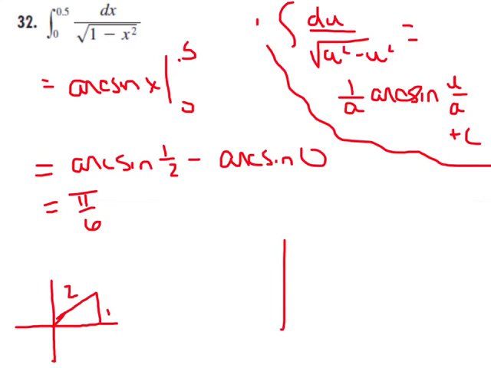Now to get arcsine of 0, I would think of the graph. If I'm looking at 0, pi, pi halves, 3 pi halves, or 2 pi, the arcsine of 0 is 0. So the answer is pi over 6.